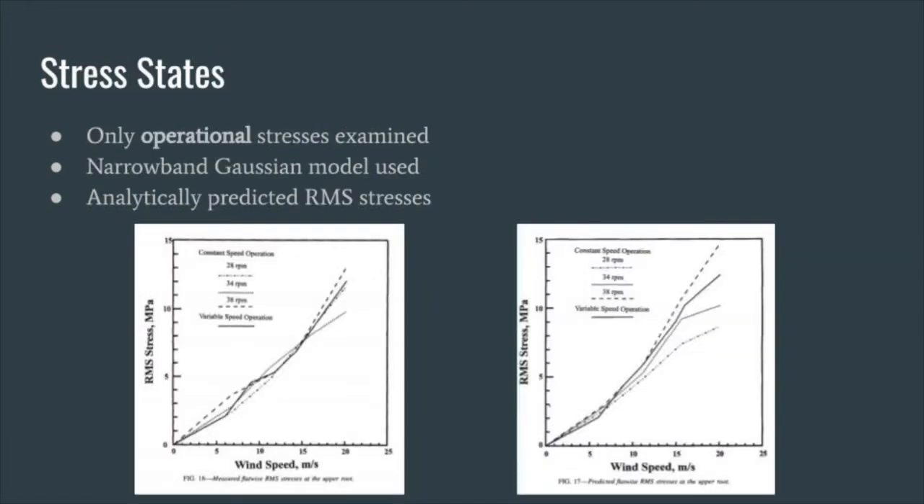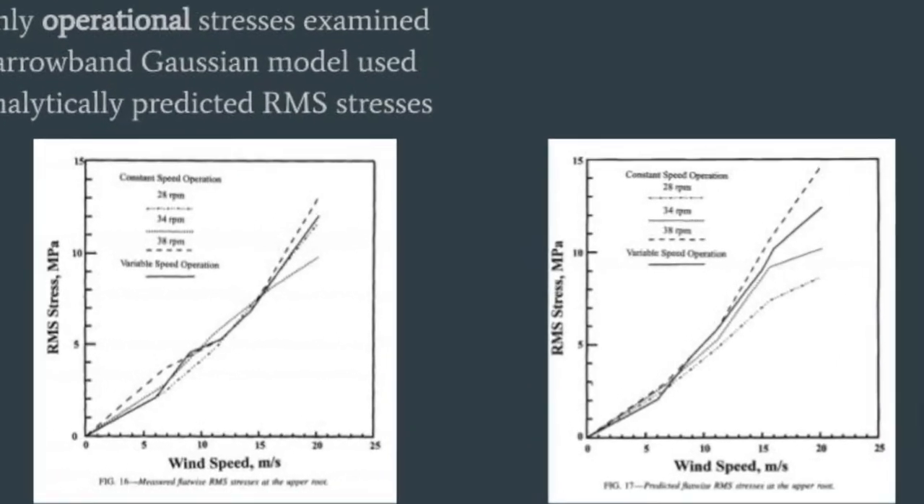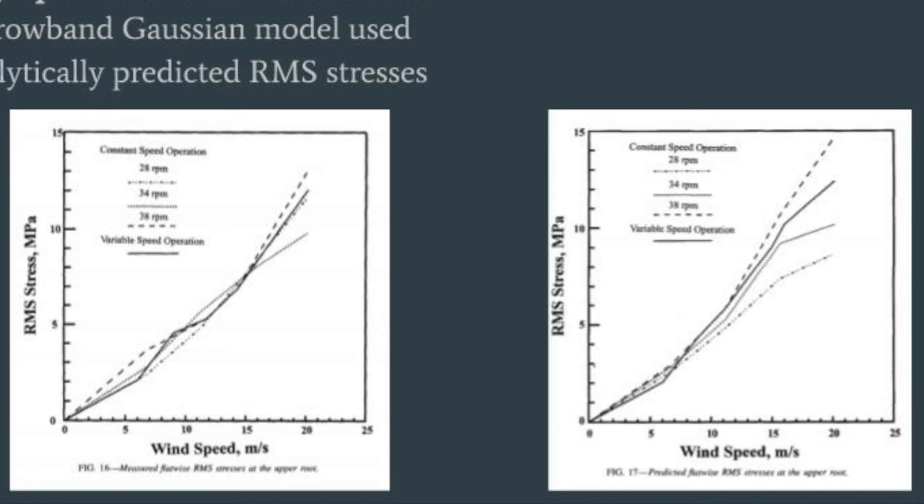And in this example, the author is only examining operational stresses on the turbine, neglecting start-stop cycles or stress when the turbine is parked. Here, the author uses a narrow-band Gaussian model for stress response. Now, looking at these plots, we can see the author's analytically predicted flatwise RMS stresses compared to the measured flatwise RMS stresses, obtained using a beam finite element model. As you can see, these two plots are very similar.